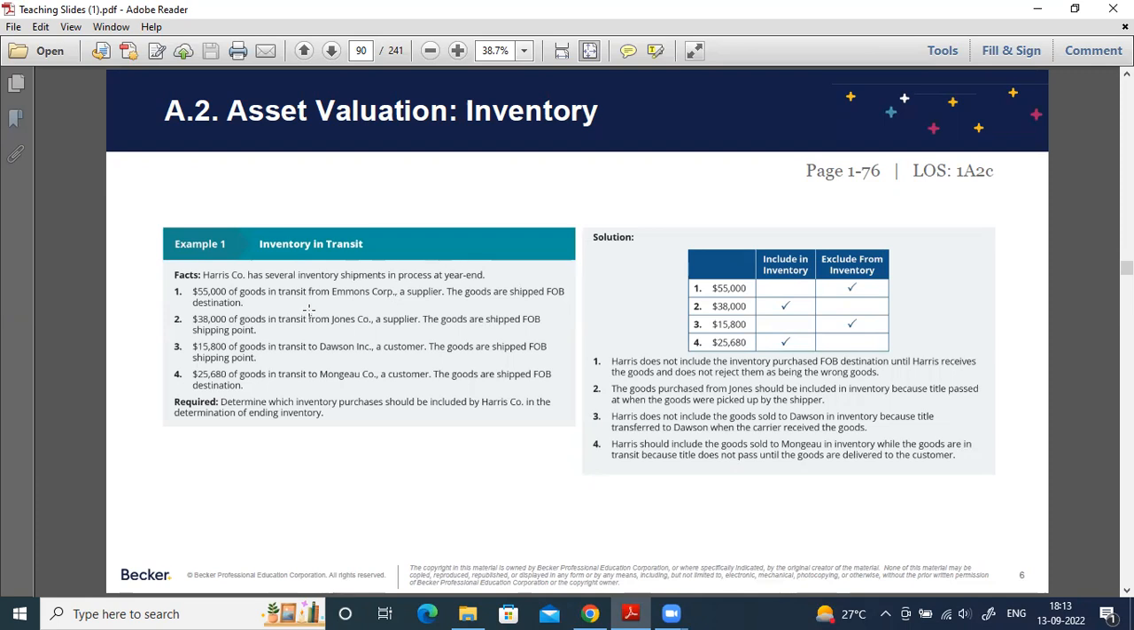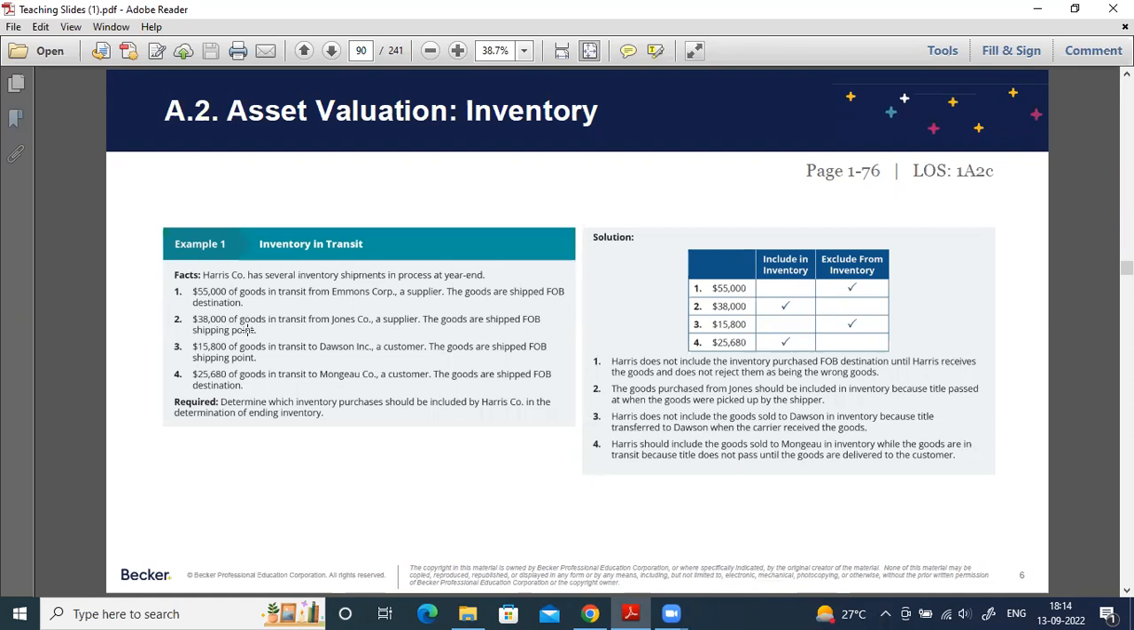So what is the difference between these two? Here the goods are shipped FOB destination. Here the goods are shipped FOB shipping point. What is the difference between these two? Did you understand the difference here? FOB destination and FOB shipping point.